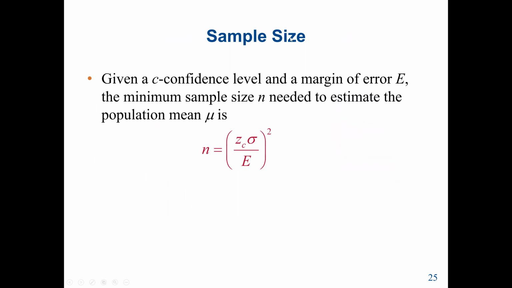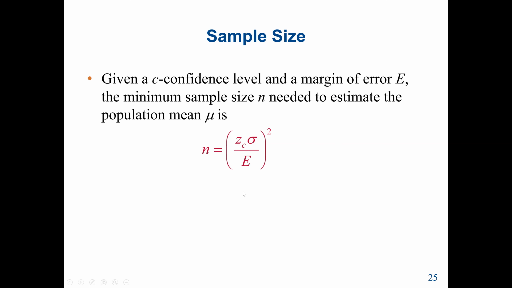Next is the sample size. Sometimes when we are doing an experiment or research, we have to consider the sample size. We can see that this sample size formula came from the margin of error formula, because n is equal to ZC times the population standard deviation divided by E, which is what we are looking for. E is the margin of error.